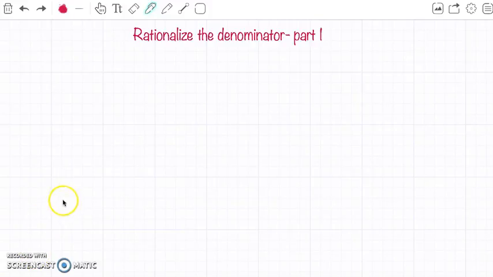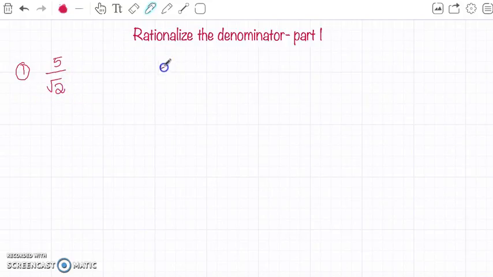Hi, in this section we are going to talk about how to rationalize the denominator. This is part 1 because I'm only going to talk about the easy questions here. There's another section to this also, which will be in another video. So to give an example, if you have a question 5 over radical 2 and you have to rationalize this denominator over here, how do you do that?